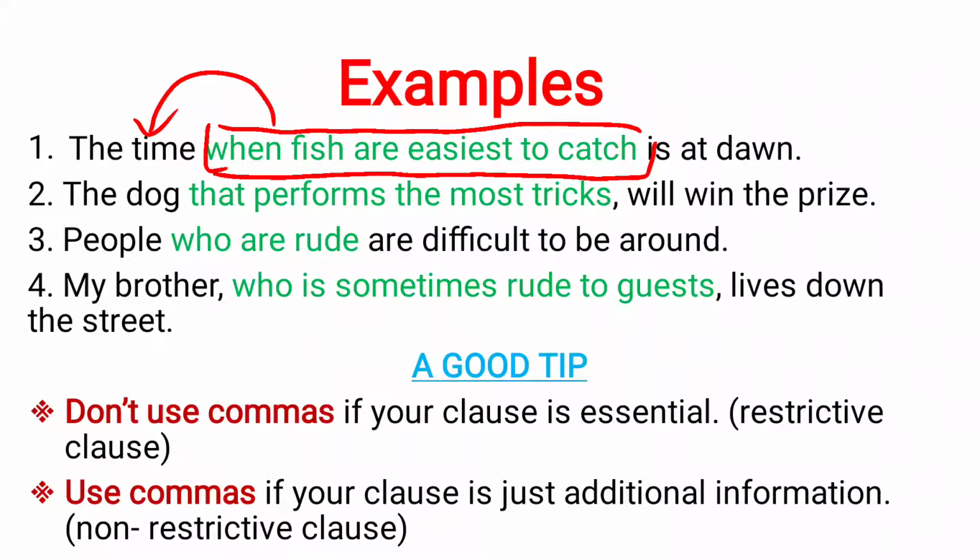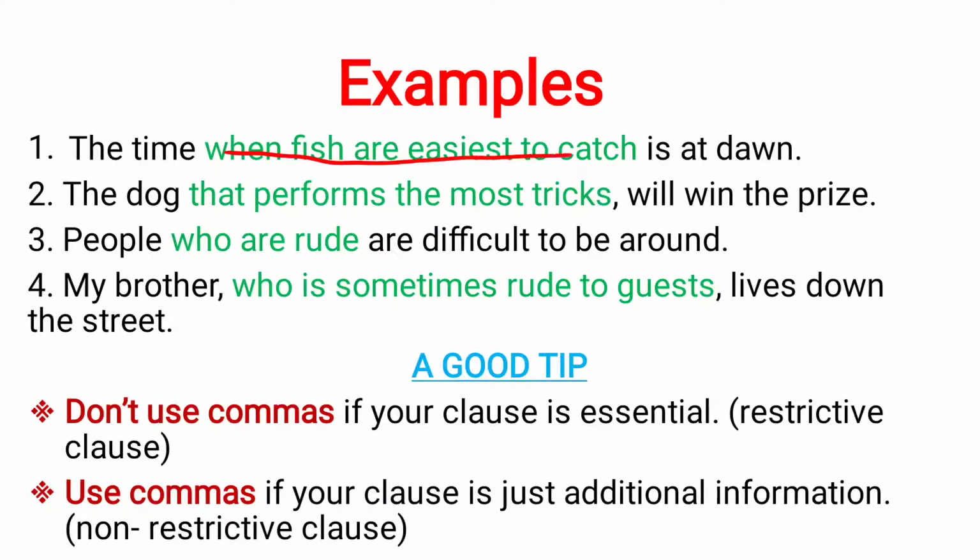And is it a restrictive clause or a non-restrictive clause? So how can we check that? We can simply check it by removing it from the sentence. If we remove it from the sentence, what will come out? "The time is at dawn." So we won't be able to understand which time we are talking about. So that is why it is a restrictive clause.